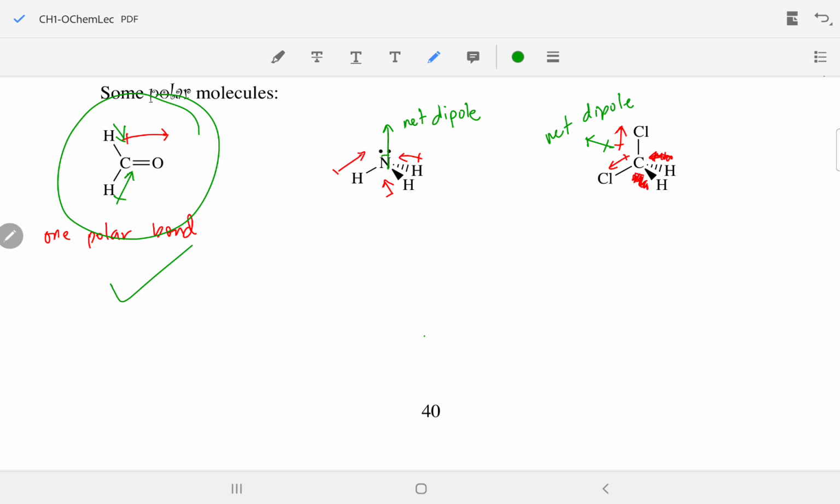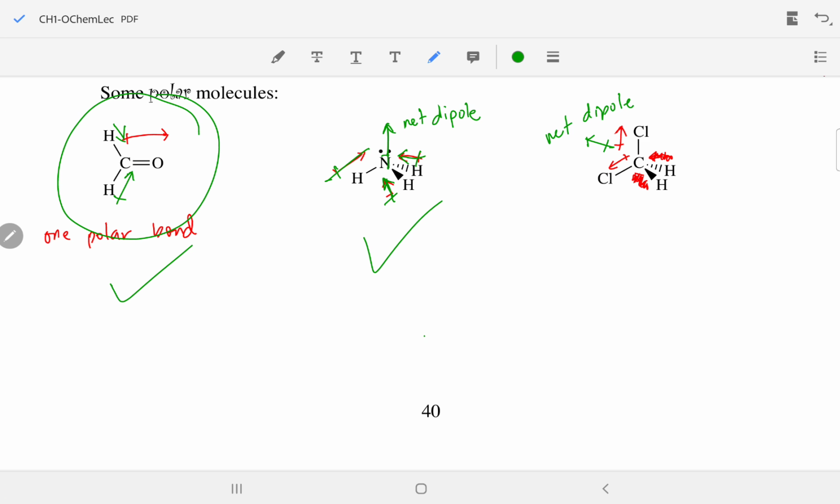And also for ammonia, the bond polarity is drawn like this, and also there will be no cancellation of the dipole, and the net dipole is directed towards the middle, where there is a lone pair on the ammonia. Okay, one net dipole, therefore ammonia is polar.